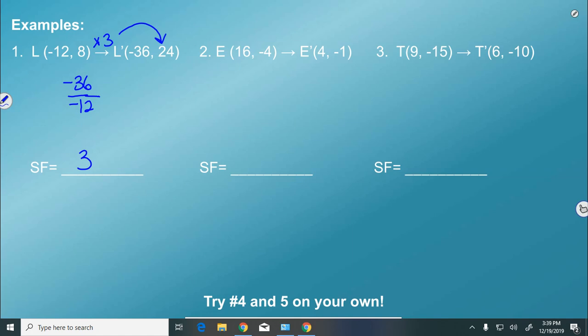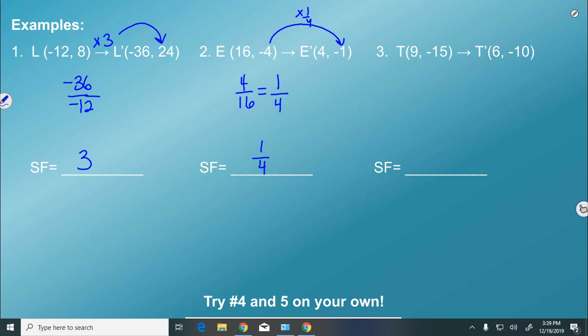Second one, again, if we do E prime over E, we get 4 over 16. Now, I can't do 4 divided by 16. That's going to give me a fraction or a decimal, but I can simplify. 4 goes into both 4 and 16. 4 divided by 4 is 1, and 16 divided by 4 is 4. So my scale factor is 1/4. And I can verify that because if I do negative 4 times a fourth, I get negative 1.